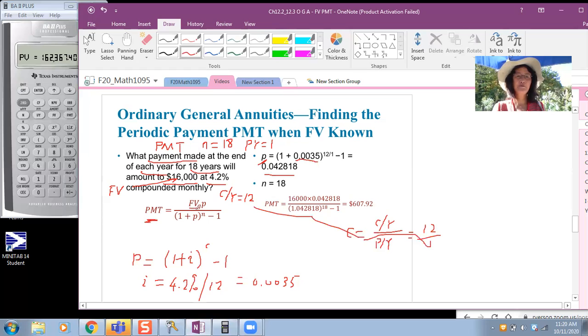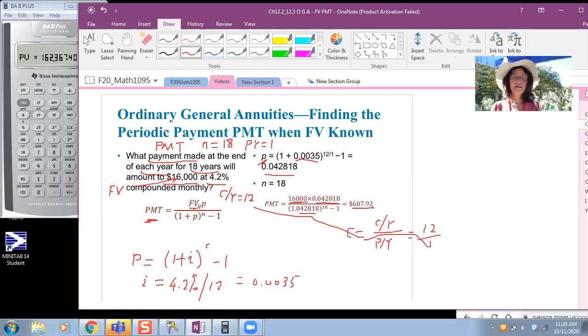PMT equal to FV, FV is 16,000, times P, 0.0428, over 1 plus P raised to power N, N is 18, minus 1. So the answer you get is $607.92. So that is the formula method to calculate payment for ordinary general annuity.